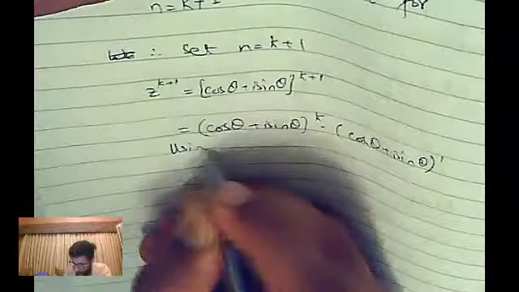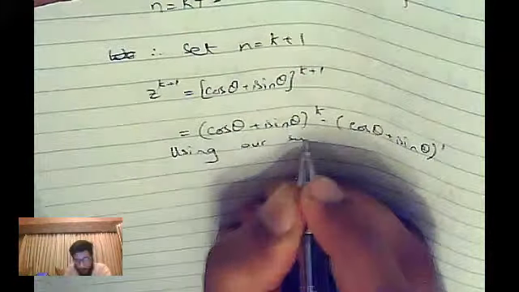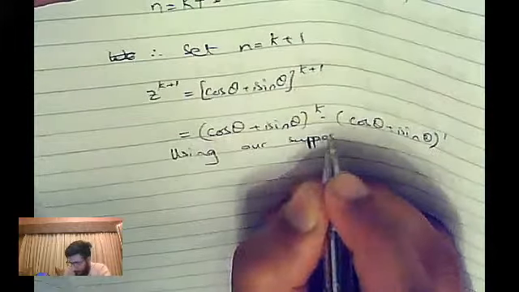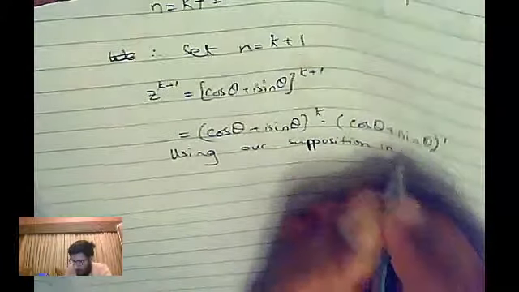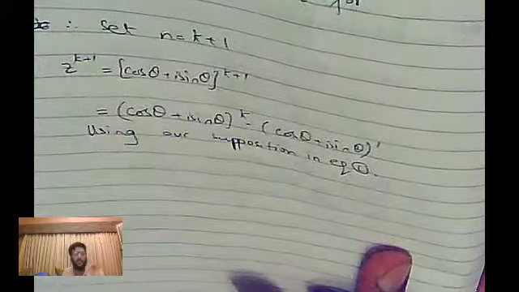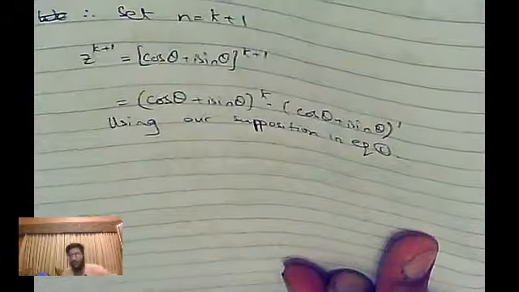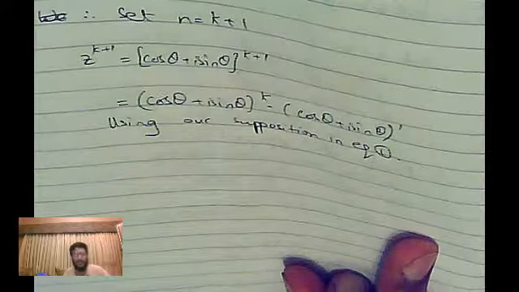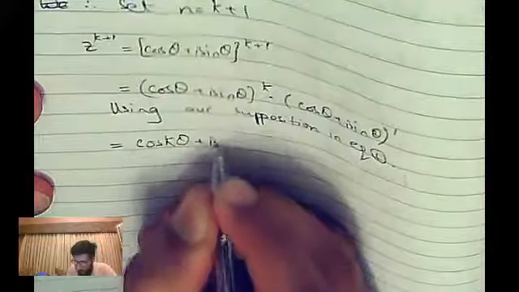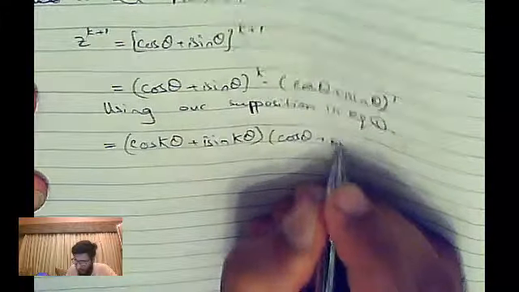Now using our supposition in equation 1. In equation 1, we suppose that cos theta plus iota sine theta whole raised to the power k, the result holds true for that. De Moivre's rule holds true for n equals k. We suppose that it's true. So we're going to write this as cos k theta plus iota sine k theta times cos theta plus iota sine theta.